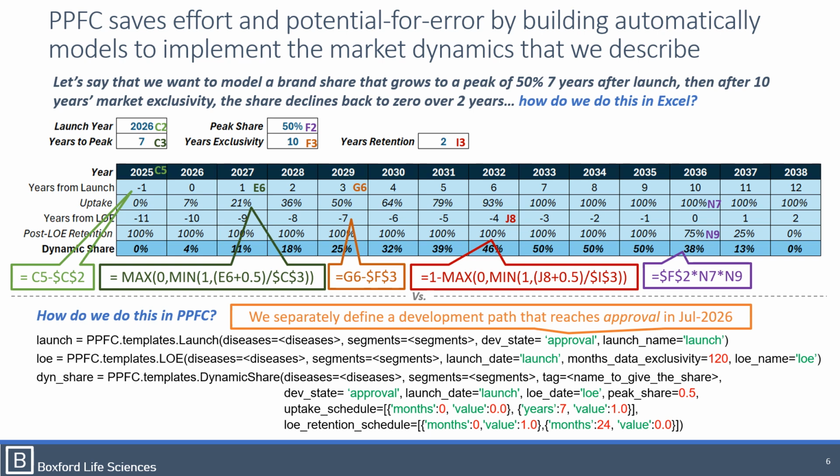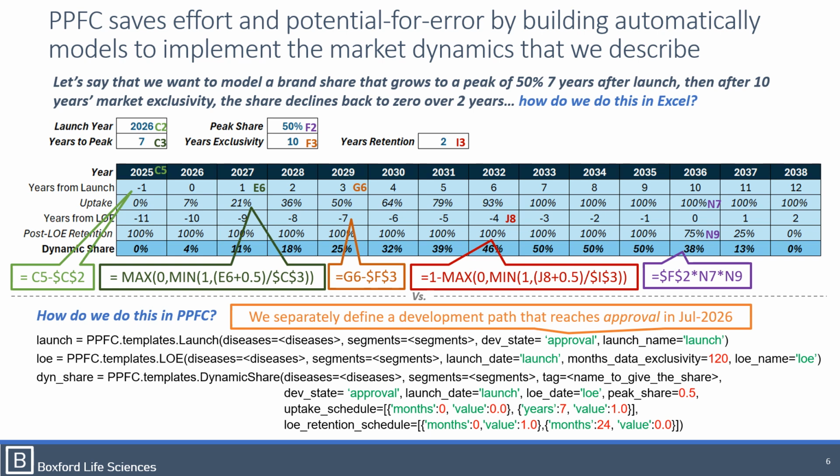We then refer to these named dates in a dynamic share object that we tag with a reference, say to the name of the drug and the line of the therapy. We make realizing non-zero share conditional upon approval success. Say that we start uptake at the launch date according to the provided uptake schedule that reaches 100% after 7 years, and then we lose share starting at the date LOE via retention curve that declines to 0 after 24 months or 2 years.